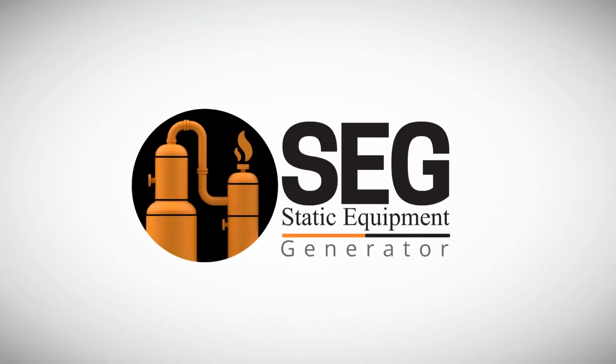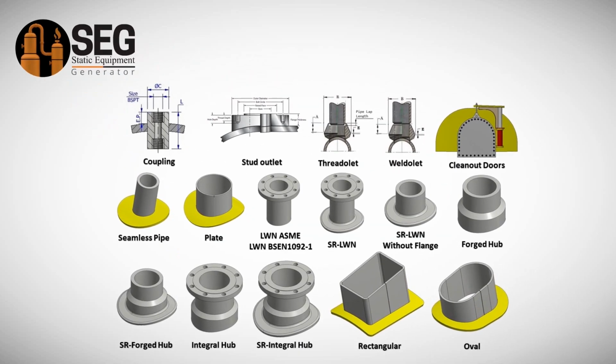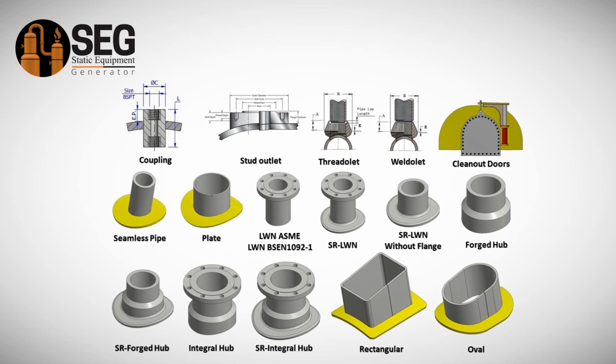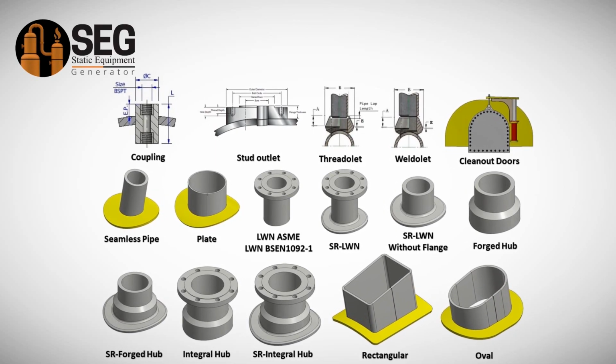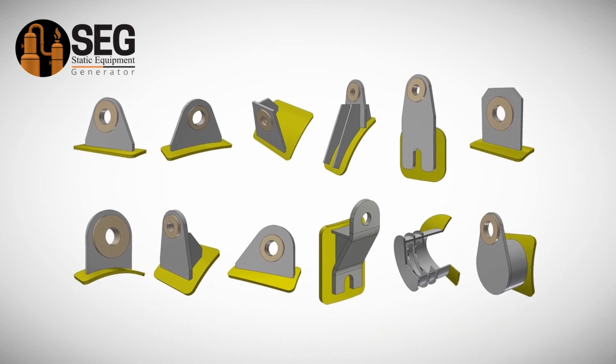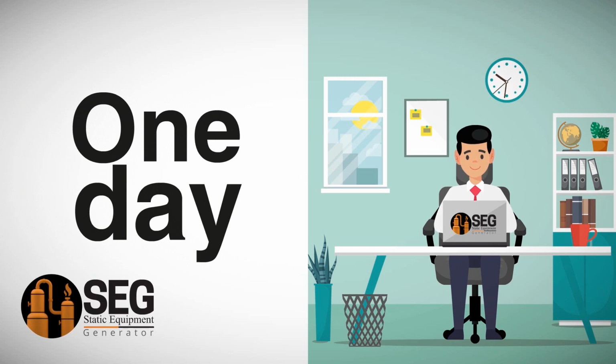SEG supports a wide range of appurtenance features and configurations. Internal and external components are included. More than 30 types of nozzles, cleanout doors, couplings, stud outlets, weld-a-lets, and thread-a-lets. More than 12 types of lifting lugs and trunnions. SEG can be mastered in 1 day of training.